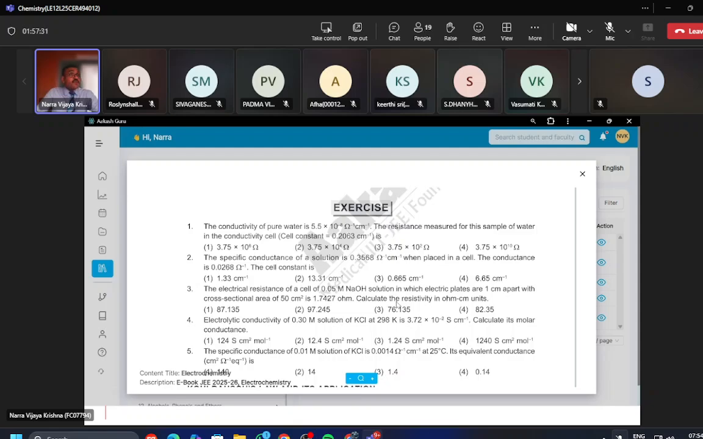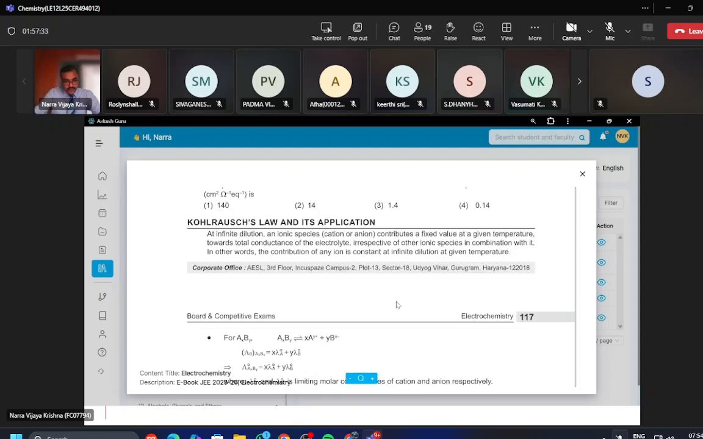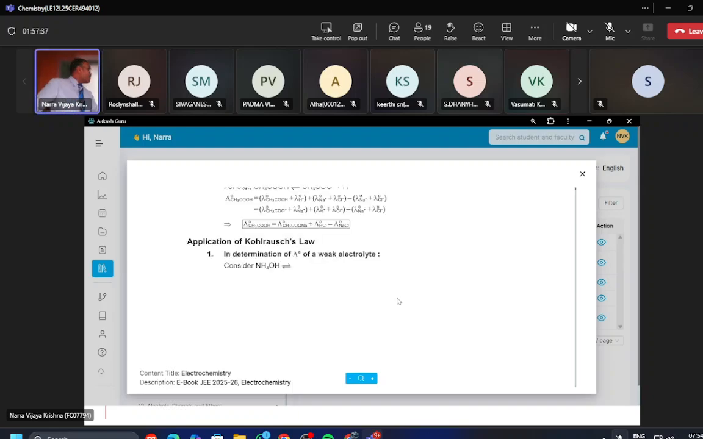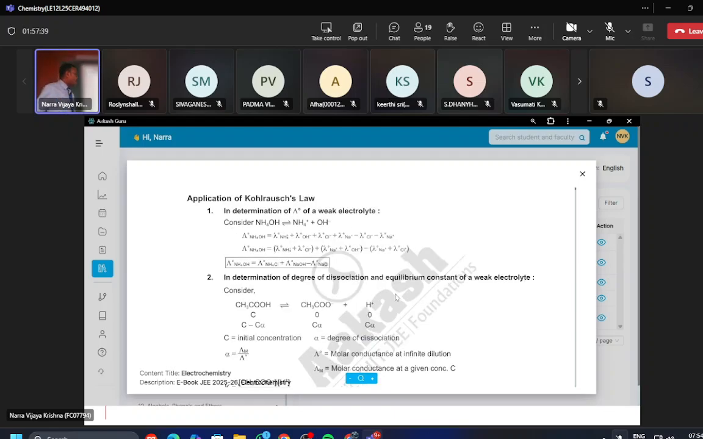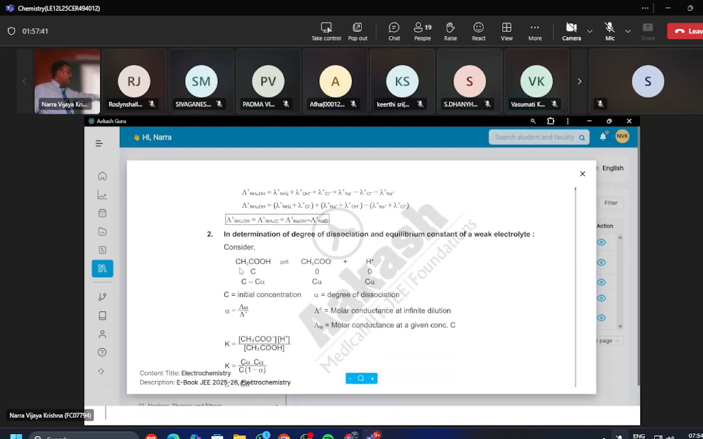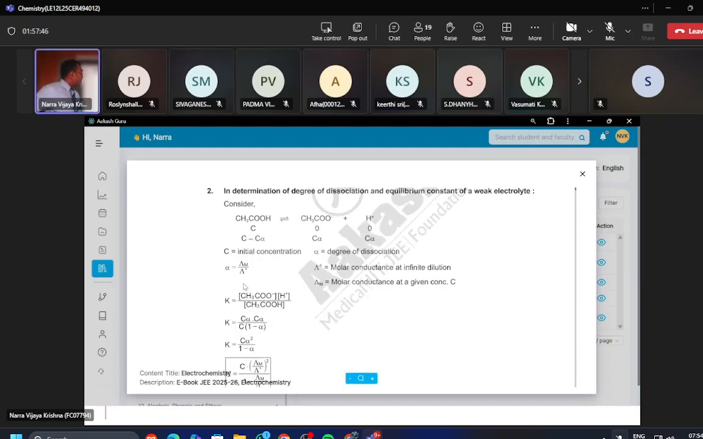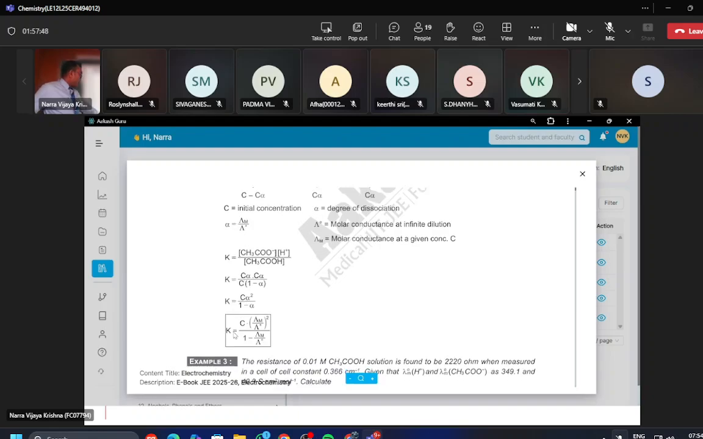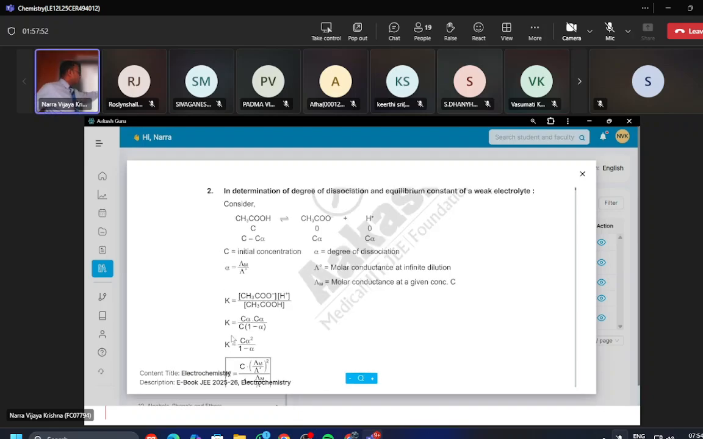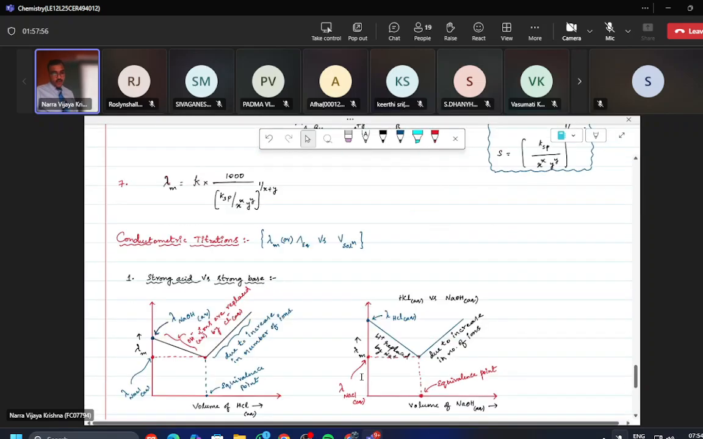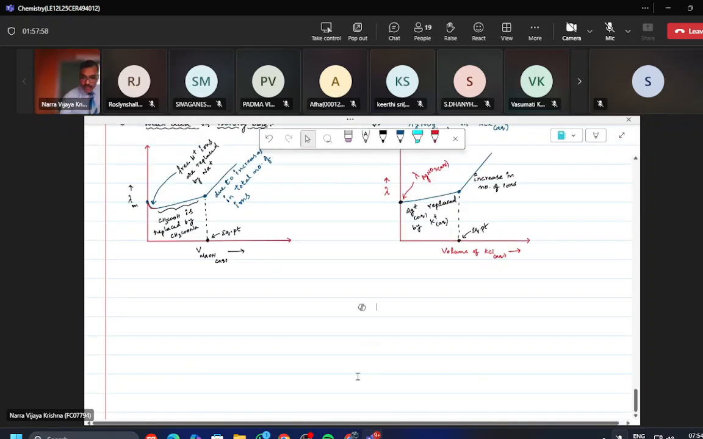Already we have solved these 5 questions. Kohlrausch law over. Applications of Kohlrausch law. Check, sir. Done or not? See, equilibrium constant. We are calculating the equilibrium constant. Let me discuss that also as a note. We will discuss that point.